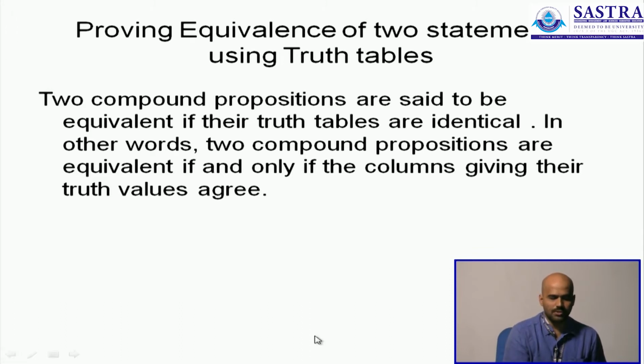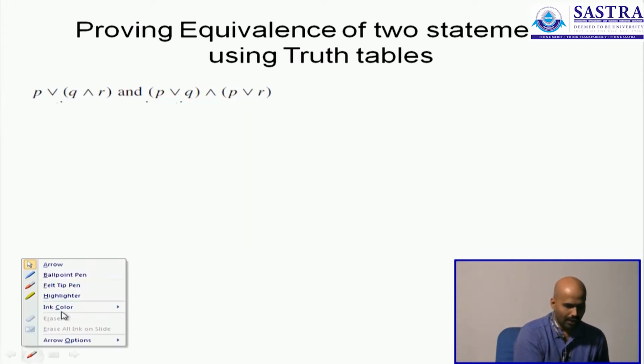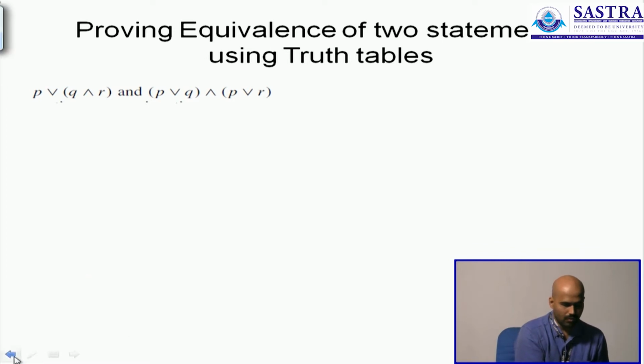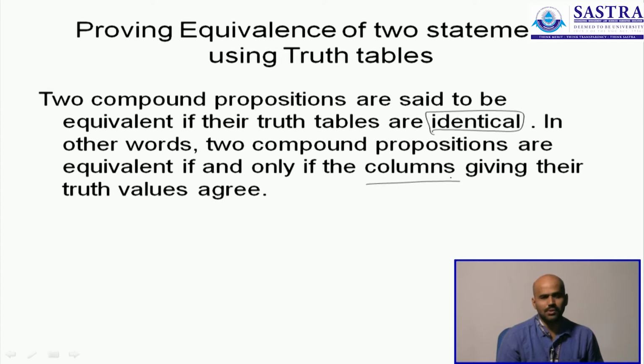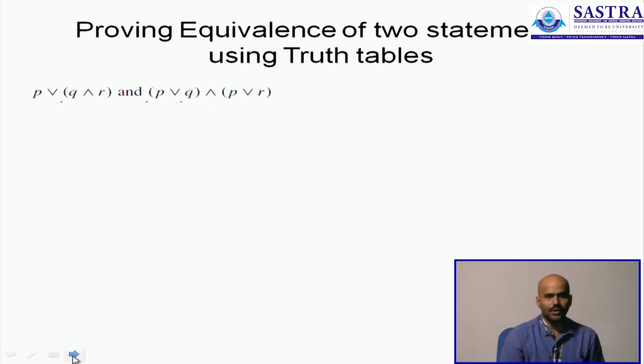Two compound statements are said to be equivalent if their truth tables are identical. So when you have two statements for comparison, you can determine if they are identical by comparing their truth tables. In other words, two statements are equivalent if and only if the columns giving their truth values agree. It must be a 100% match between the two given compound statements. Only then you say that the two statements are equivalent. We will have a look at a few examples today and then move on to the next idea.